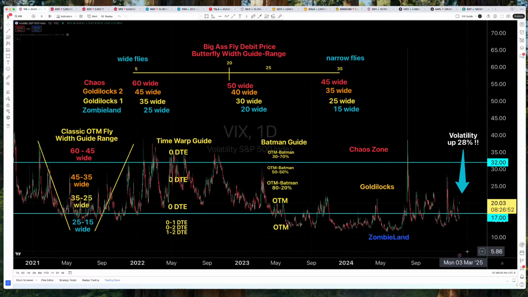Volatility's up 28%. We're up in the Goldilocks zone. We're now breaching 20 and climbing. That means we're looking at butterflies anywhere from 25 to 35 wide. I'm going to guess that we're probably going to be leaning towards the higher side of those widths. What we need to do now is take a look at the big ass fly and see if that will tell us what side of that range we should be looking at. So we'll do that right now.